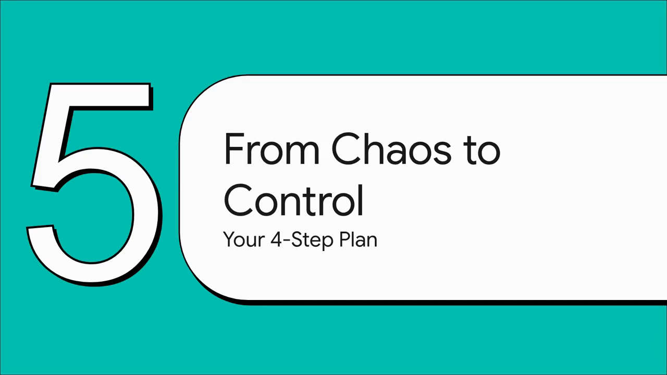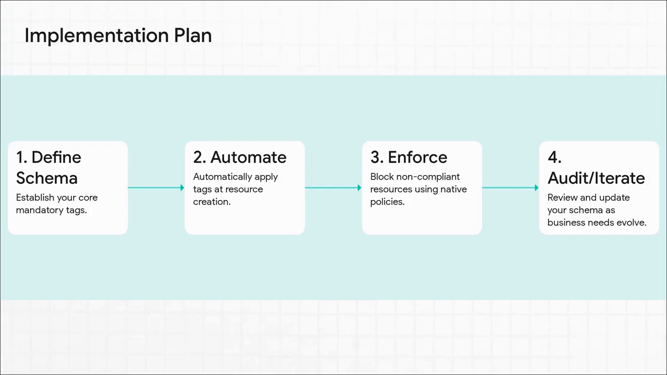So here it is, a straightforward 4-step action plan to help you get a unified tagging strategy up and running in your organization. Let's walk through these. Step 1, define your schema. Start with those 4 core tags we talked about and get everyone on board. Step 2, automate everything. Seriously, manual tagging always fails.